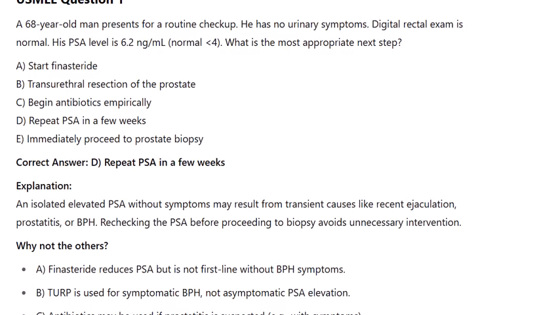Explanation: an isolated elevated PSA without symptoms may result from transient causes like recent ejaculation, prostatitis, or BPH. Rechecking the PSA before proceeding to biopsy avoids unnecessary intervention.